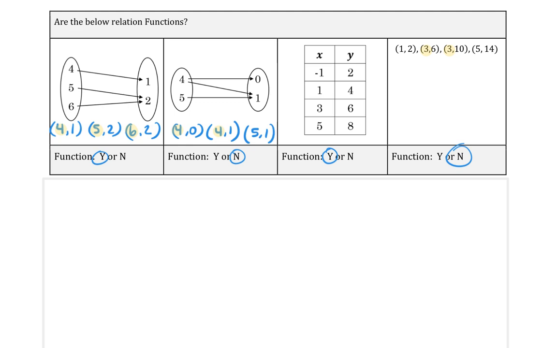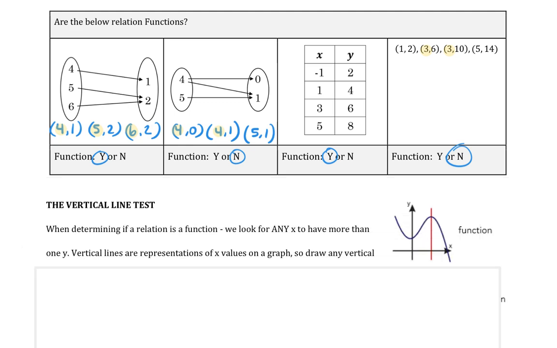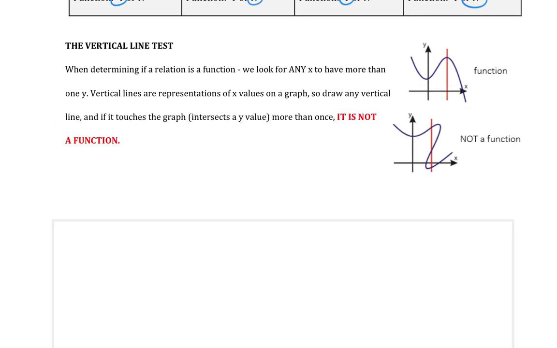So now let's take a look at a different representation of a relation. We're going to look at some graphs. So the vertical line test says when determining if a relation is a function, we look for any X to have more than one Y. Vertical lines are representations of X values on a graph.